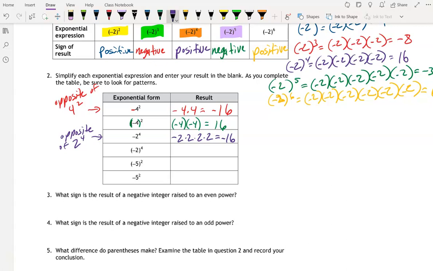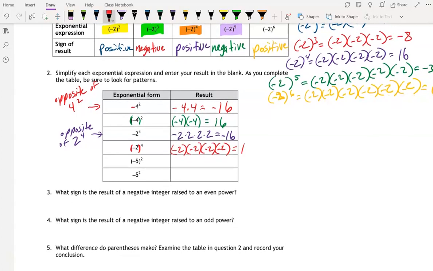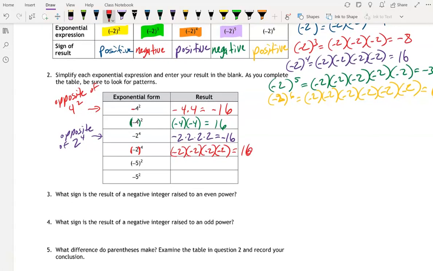Now the next one, you can see again, the parentheses are there. So that means we are going to multiply that -2 times itself 4 times. That's -2 to the 4th power. It's an even number of negatives. And yes, that is 16. Okay.